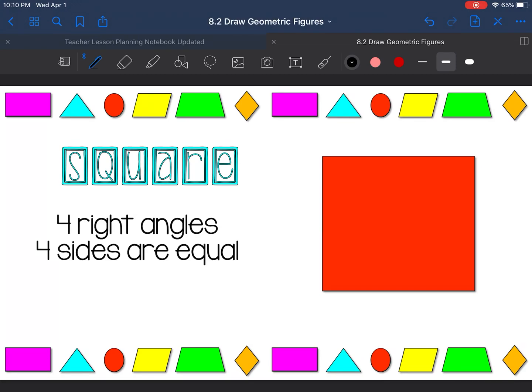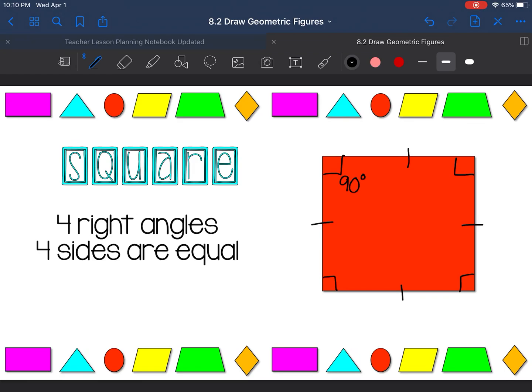Yay, squares. All right, so squares have, again, 4 right angles because they come together and make mini little squares, and that will give us 90 degrees. So 4 right angles. Also, squares have 4 equal sides. So we know that all the sides of a square are equal. They're the same numbers. Easy peasy so far, right guys?